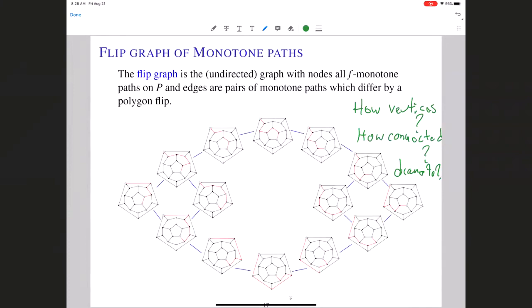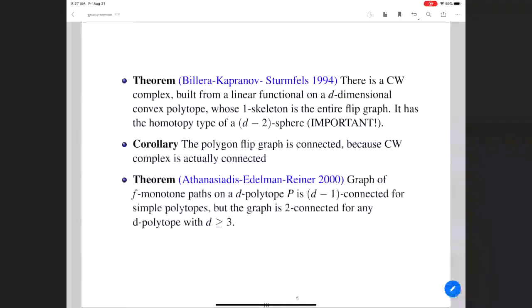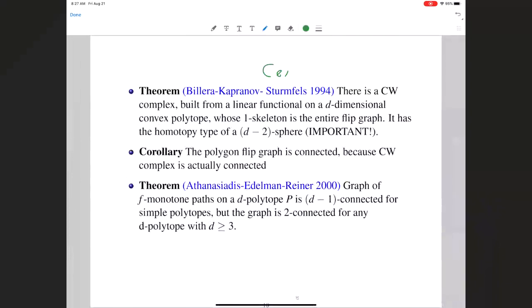Yeah. So now we're going to start with a little bit of topology. Well, here is the first surprise. In 1994, Billera, Kapranov, and Sturmfels study not the graph directly, but they study a CW complex. So that's a polyhedral complex, essentially, built with polytopes. It's a high-dimensional object whose graph is actually the graph that I just showed you. And this object is sometimes called the complex of coherent strings, cellular strings, sorry. So they call this complex the cellular string complex.